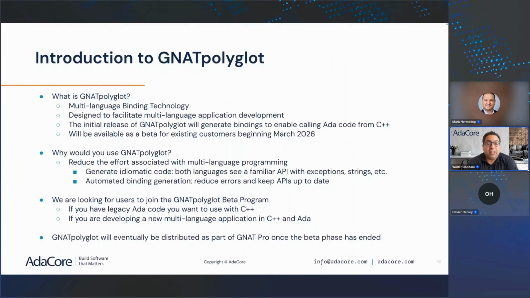It generates idiomatic code, so your developers and users will see familiar APIs and familiar code on both sides of the binding. Finally, by automating this binding generation, it reduces errors and helps keep your APIs up to date as things change. We are looking for users to join our GNAT Polyglot beta program. We'd love to hear from you, so please reach out. There's a link on the screen, or you can find a registration link on the AdaCore website as well.